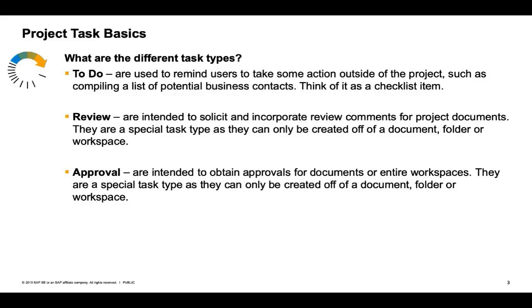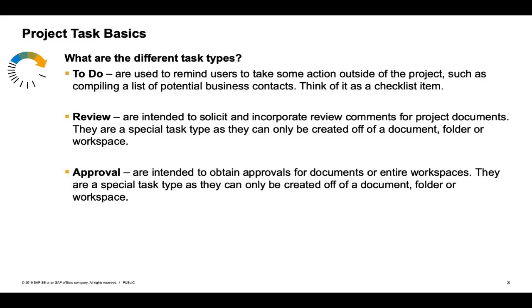So for example, there are 6 types on the screen. You have to-do, review, approval, negotiation, notification, and signature, all carrying different features behind each task type. The to-do task is the most basic. Think of this as like a checklist item. Review task is used as a facilitator between 2 different parties. For example, in the contract workspace example that I used earlier, the end user may want legal to review their contract. So they would create a review task and send it to legal for review.